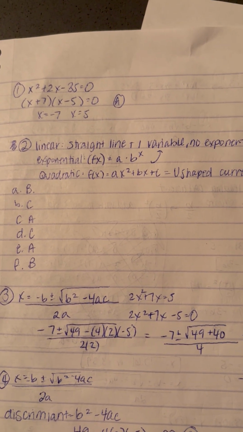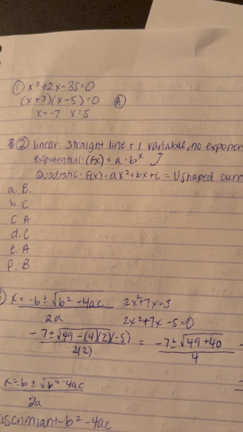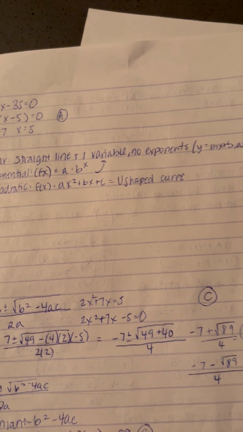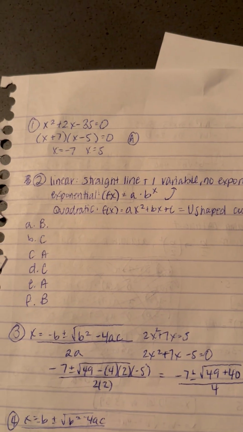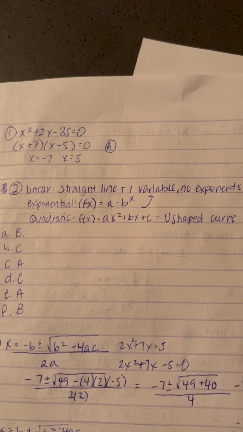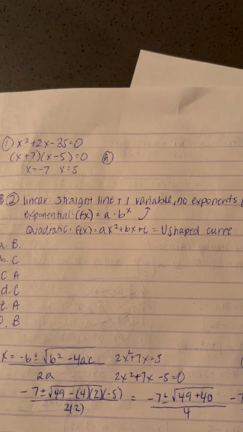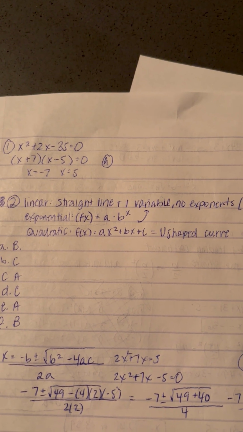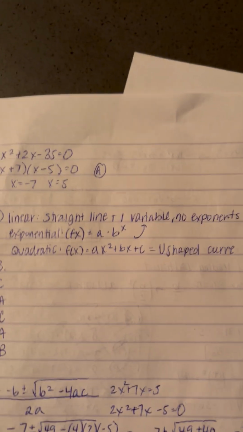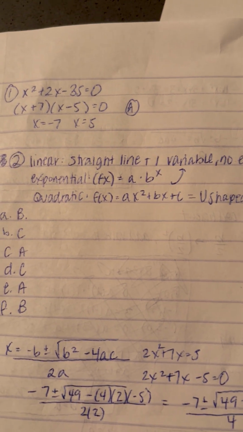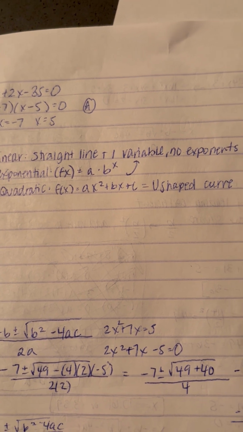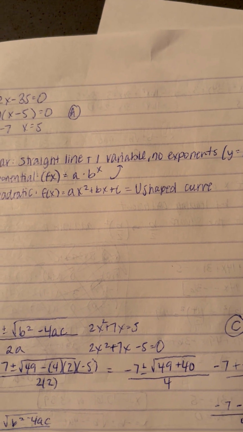For 2, determine whether each example represents a linear, exponential, or quadratic equation. So a linear line is a straight line with one variable and no exponents, something like y equals mx plus b. Exponential equation, this would be something like a variable to an exponent power, so an increasing curved line. Anything that has like a scientific expression is going to be an exponential equation. And then finally, a quadratic equation is something along the lines of ax squared plus bx equals c. This is going to be a U-shaped curve.